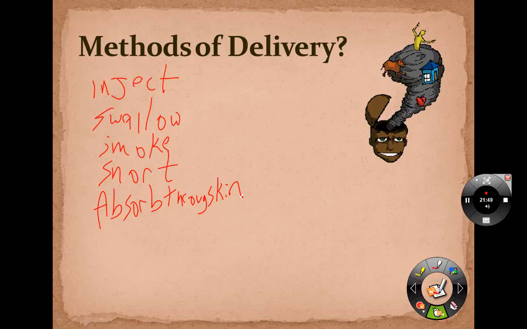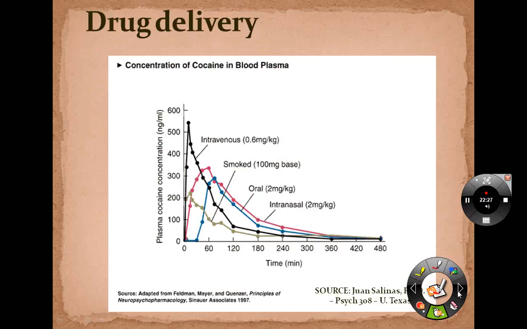Rub it on your gums. Would that go with swallow? No. Similar to swallow, but more absorbing. Smoking, I guess, maybe also. Injecting, you're getting right into the bloodstream. That's the best way to do it. You know, there's other places you can absorb it through. There's other membranes you can go through, like the skin. There's other membranes like rectally. We apply drugs rectally, up the anus. There's other drugs that you can put in other body places. Okay. Is that all of them?